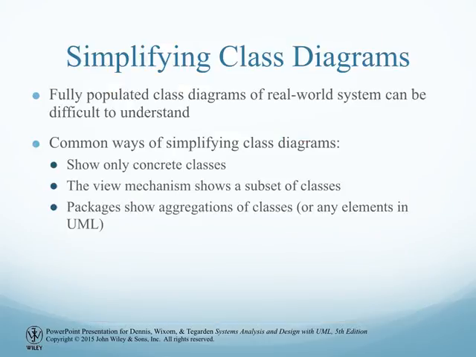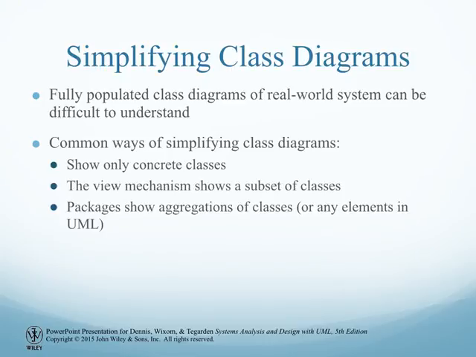There's a couple of ways that they handle this. One would be to only show concrete classes. So you're not showing all of those abstract parent classes like person or participant. You're only showing the ones that are going to be instantiated in the system. And that'll cut down a lot of the extraneous clutter that isn't necessary for people to understand the system. For the person designing the system, it matters, but to show the information to someone else, it's not as important.